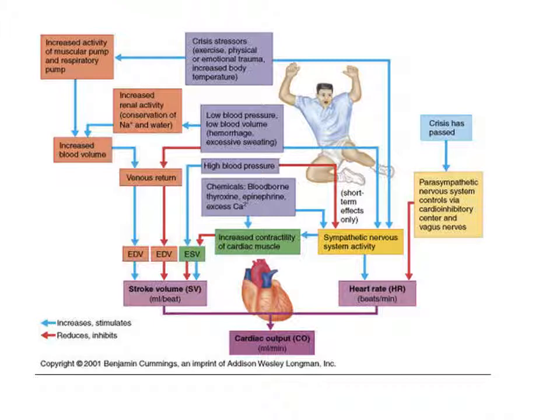Blood pressure is caused when the ventricles contract. Blood pressure is determined by cardiac output, blood volume, and vascular resistance. Systolic blood pressure is the highest pressure, and diastolic blood pressure is the lowest pressure.